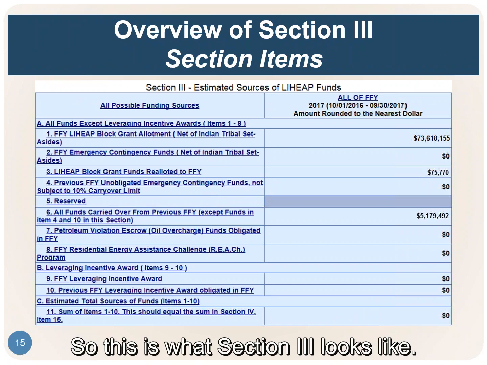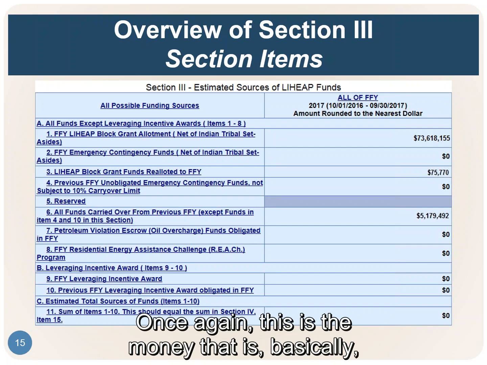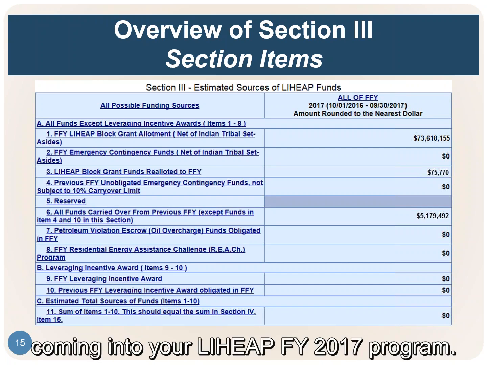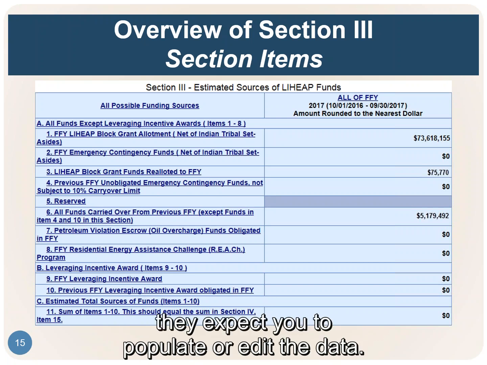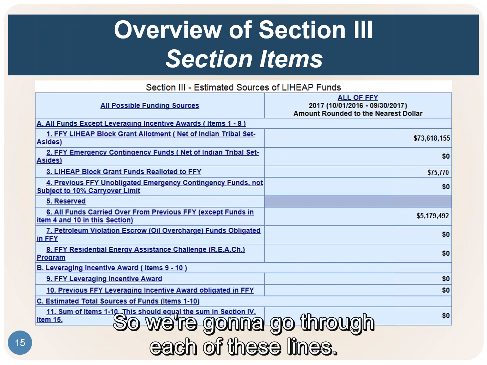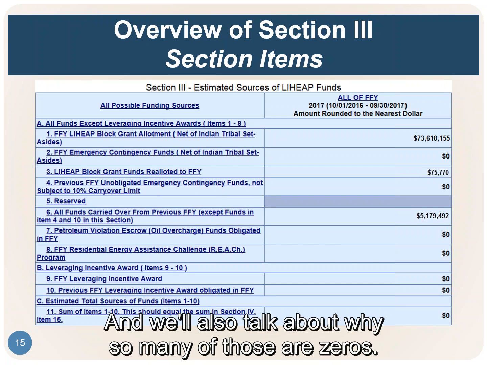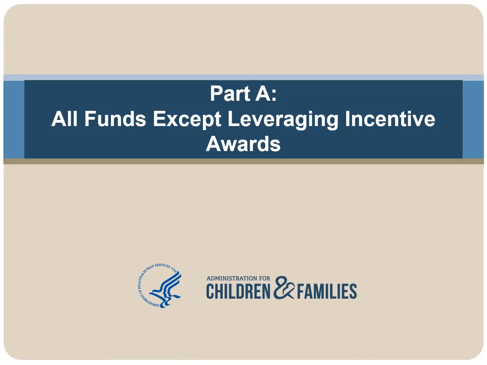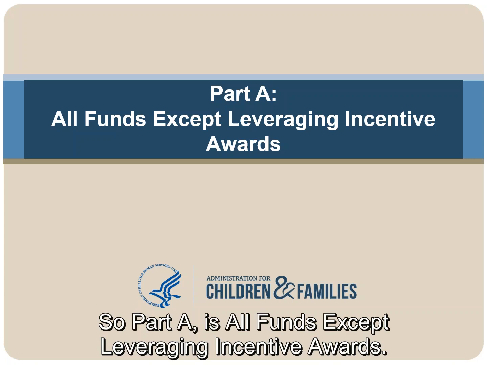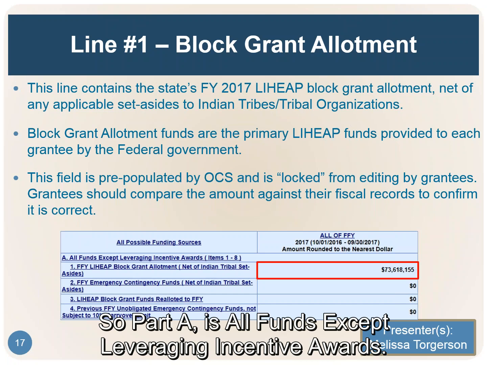So this is what Section 3 looks like. Once again, this is the money that is basically coming into your LIHEAP FY 2017 program. Some of these figures are pre-populated, and in others, they expect you to populate or edit the data. We're going to go through each of these lines, and we'll also talk about why so many of those are zeros. Part A is all funds except leveraging incentive awards.